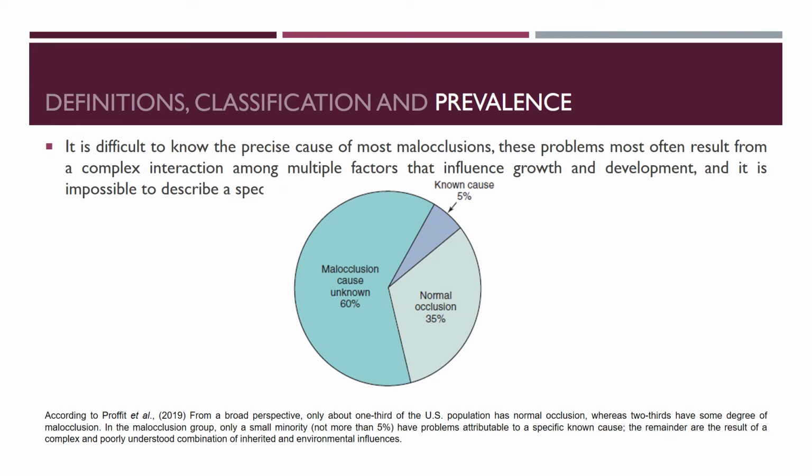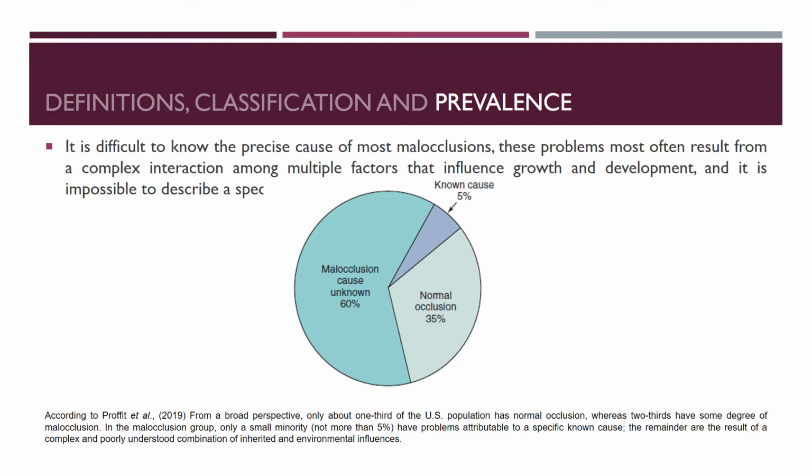The prevalence of malocclusion. It is difficult to know the precise cause of most malocclusions. These problems most often result from a complex interaction among multiple factors that influence growth and development, and it is impossible to describe a specific cause for malocclusion.